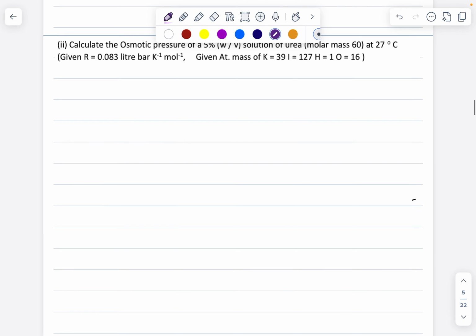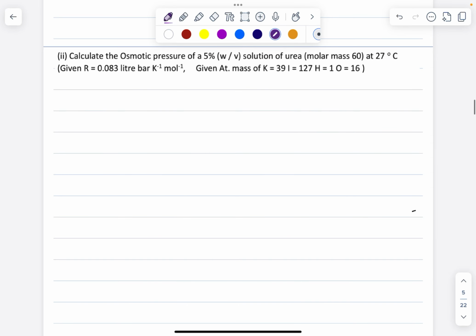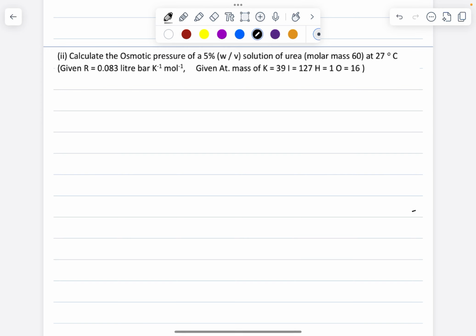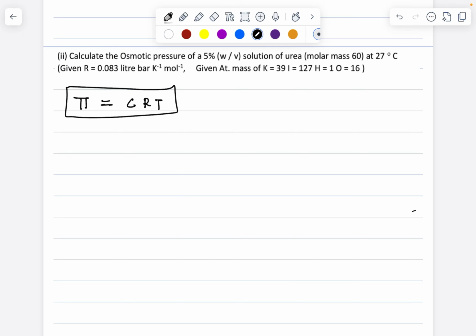Next question is, calculate the osmotic pressure of the 5% weight by volume solution of urea. This is the question. So you need to calculate the osmotic pressure, second part. So I am writing osmotic pressure pi is equal to CRT. This is the formula which you have to write, and writing this formula you get the marks.